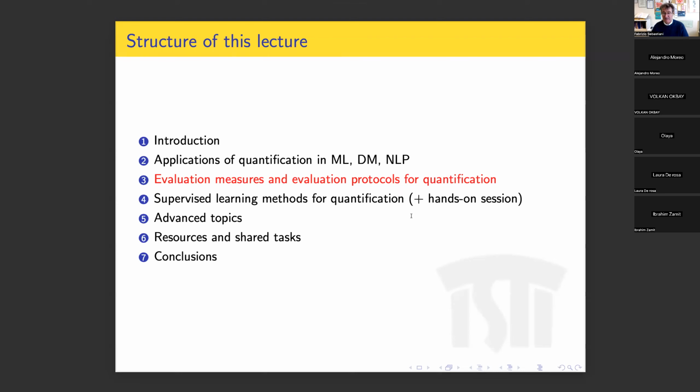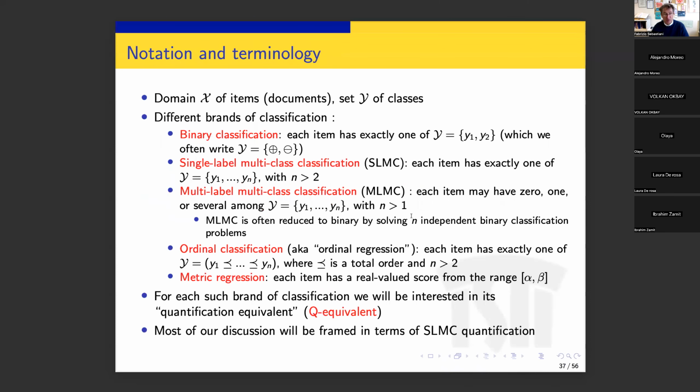Let me use the last 20 minutes in order to go through evaluation measures and evaluation protocols. In order to discuss evaluation, we need to fix some terminology. As I mentioned, we'll think of quantifiers as predictors that take a sample of data points, a sample of items, a sample of documents from a domain X, and that need to establish the class prevalence of each class in a set Y of classes. Sometimes the set Y of classes we call the code frame.